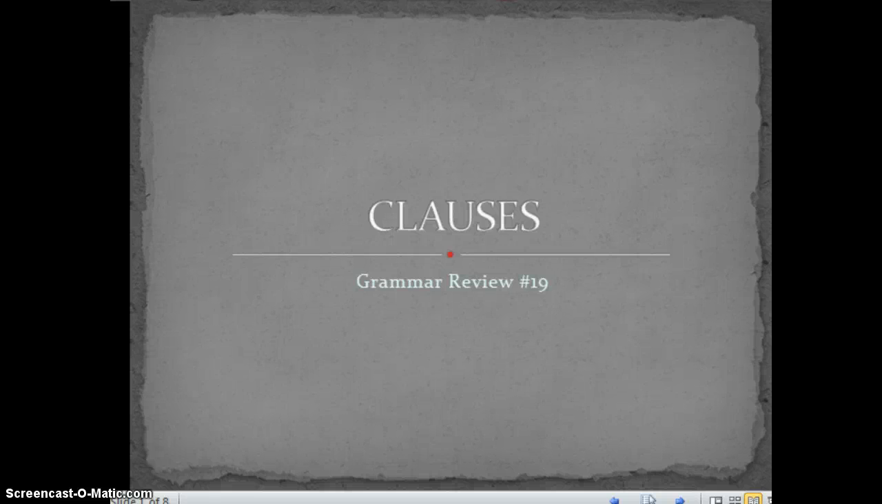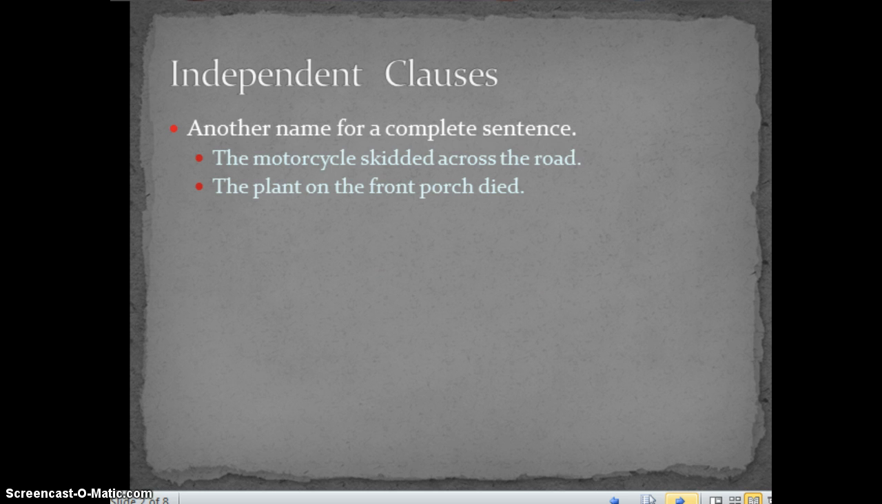A lot of times in the previous exercises, I have referred to an independent clause or a dependent clause, and I've given you some inclination as to what they are, but now we're really going to focus on them. An independent clause is just another name given for a complete sentence. That means that there is a subject, a verb, and it is a complete thought. You don't need any more information to have a clear picture of what's going on.